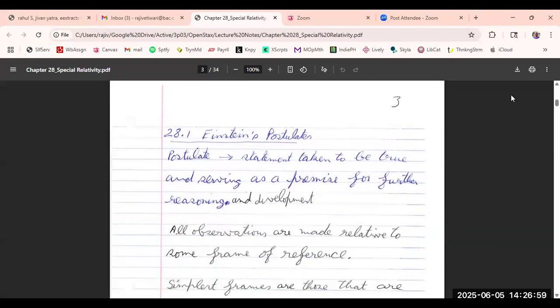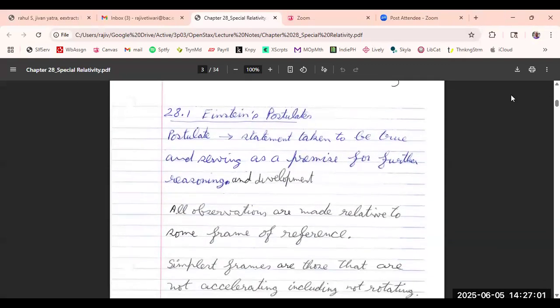So this brings us to what are known as postulates. Postulates are basically statements which are taken to be true, and they serve as an assumption or a premise for further reasoning and development. So you don't expect postulates to be proven. They are, in some sense, self-evident.